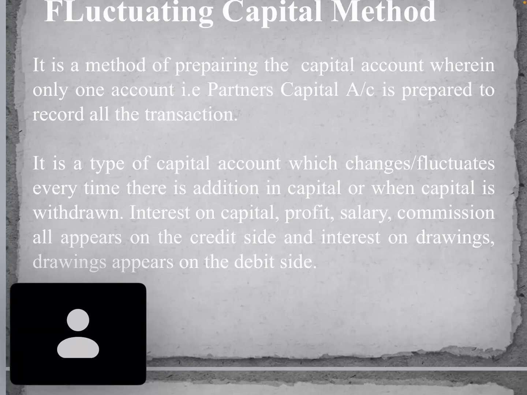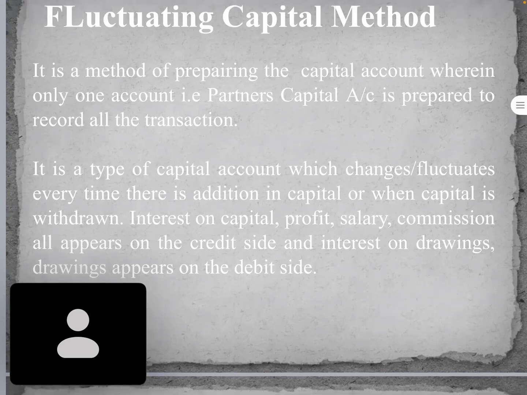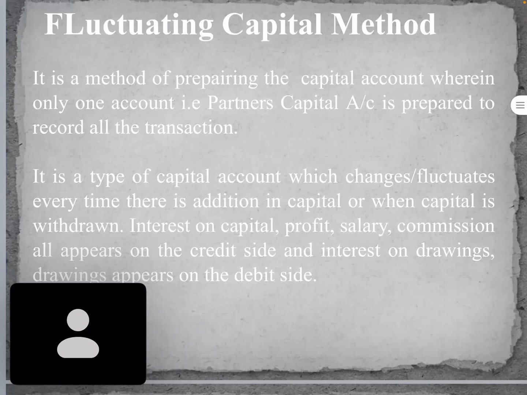If we have paid the interest on capital, that should be recorded on the credit side, commission being paid to partner, salary being paid to partner, everything in relation to partner is recorded at one single place. Besides the interest on capital, salary, commission, we also record the capital balances of the partner in that particular account only. So let me just read it for you. I'm sure that this is visible to everyone clearly. It is written that it is a method of preparing the capital account wherein only one account is prepared, that is partner's capital account.